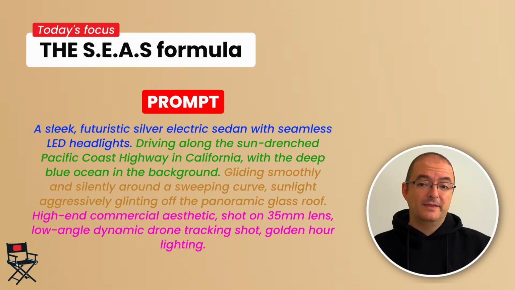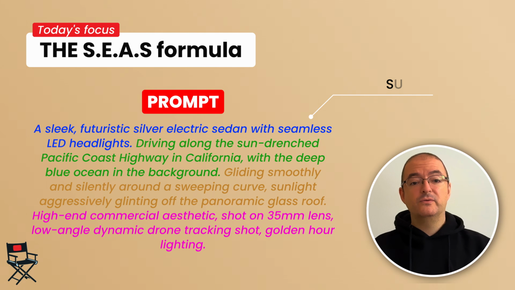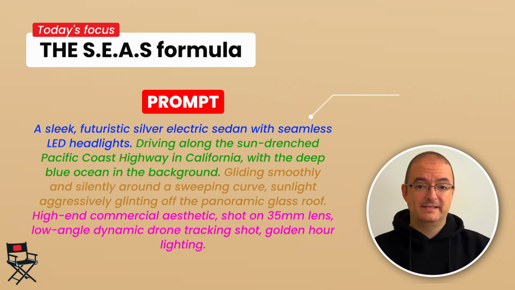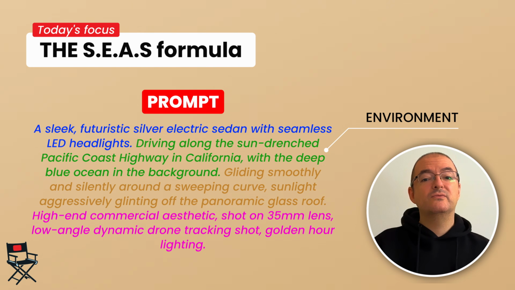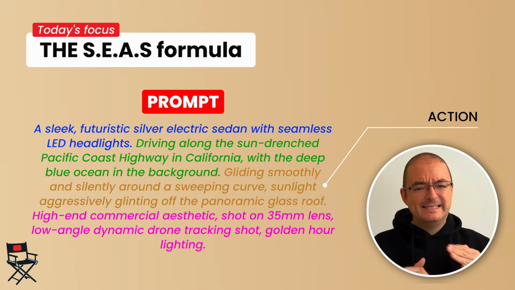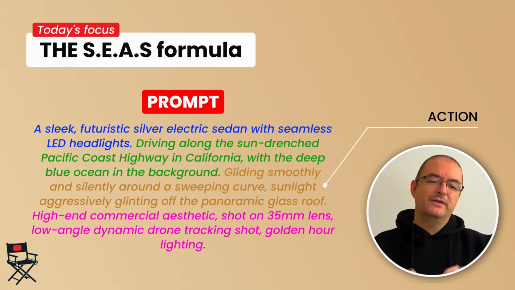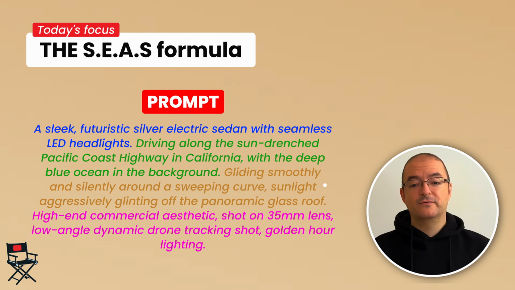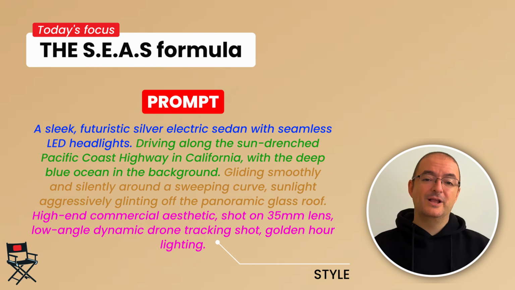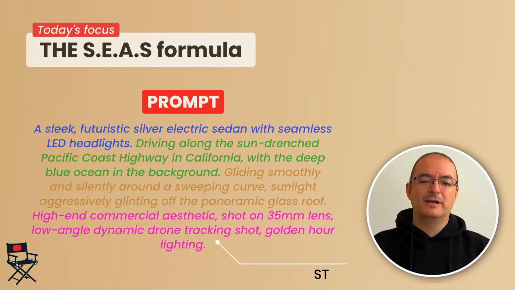When you put it all together, you get this: a sleek, futuristic, silver electric sedan with seamless LED headlights, driving along the sun-drenched Pacific Coast Highway in California, with the deep blue ocean in the background, gliding smoothly and silently around a sweeping curve, sunlight aggressively glinting off the panoramic glass roof. High-end commercial aesthetics, shot on 35mm lens, low angle, dynamic drone tracking shot, golden hour lighting.